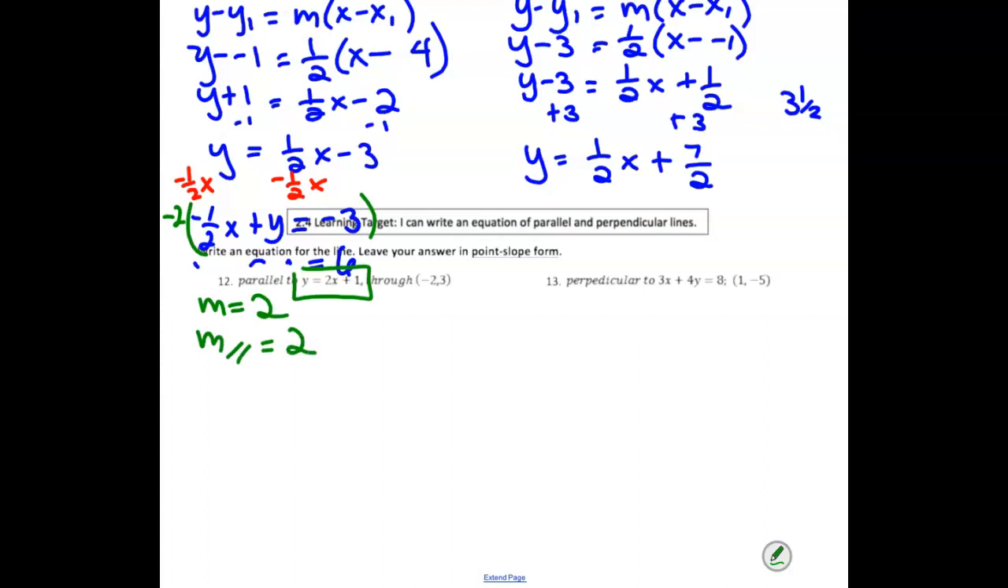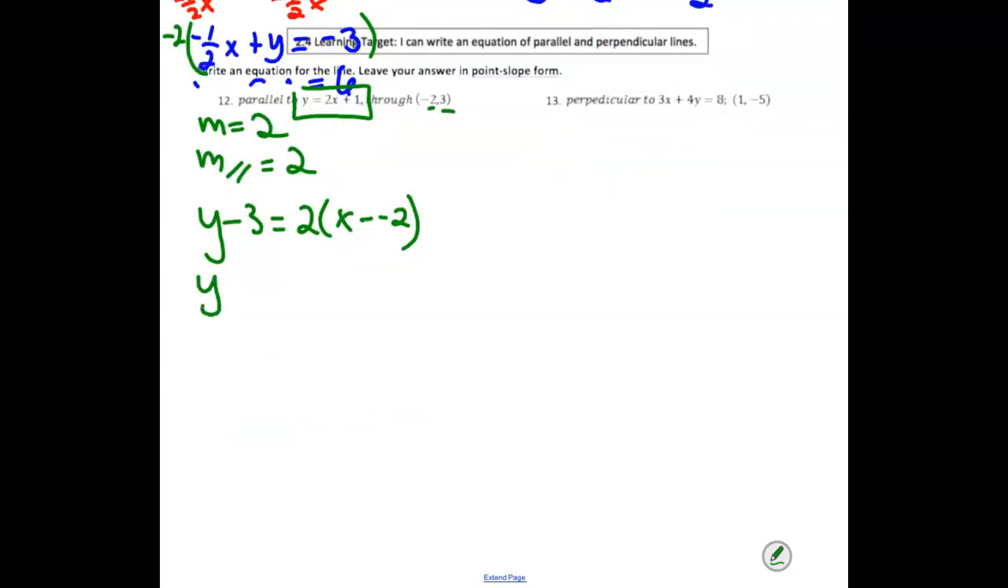Plugging it into point slope form, we'd have y minus our y coordinate, which is 3, equals our slope times x minus the x coordinate, which is negative 2. And then I would just clean that up a little bit. They want it in point slope form, but I would clean this up and say it's x plus 2.